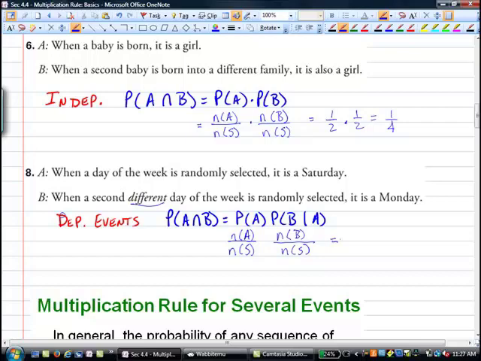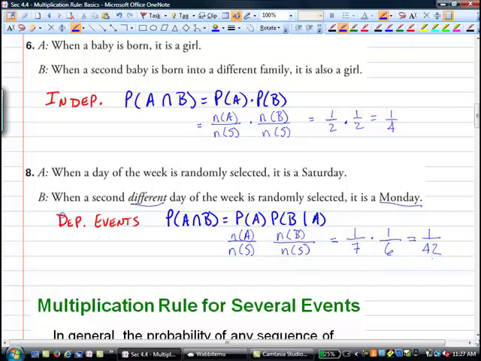How many ways can we come up with a Saturday? Just one. Out of how many days in the week? 7. On part B, we have to select a different day of the week, and that different day of the week is going to be a Monday. There's only one way we can come up with a Monday, but now out of how many days do we have to choose from? 6. So this probability would be what? 1 out of 42. Do you see why these events are dependent?